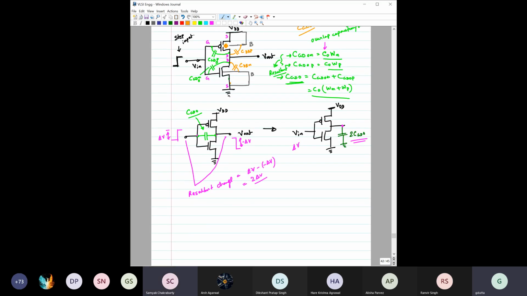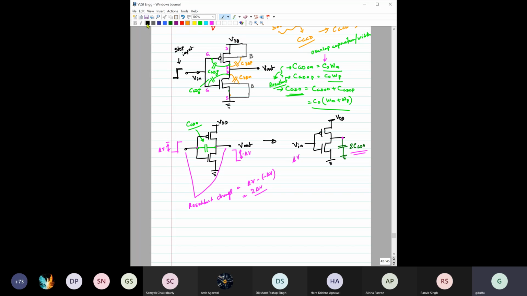Right? Okay. So if this is clear to you, could you please help me in writing this: what is the C self? This means the self-loading capacitance. What would be the total self-loading capacitance? Here we have seen it is basically 2 times CGD naught, right? So then definitely we can add here 2. So it is 2 C naught, then Wn plus Wp. What else? What about these two?